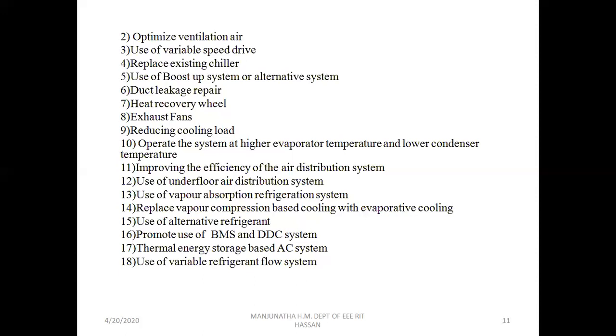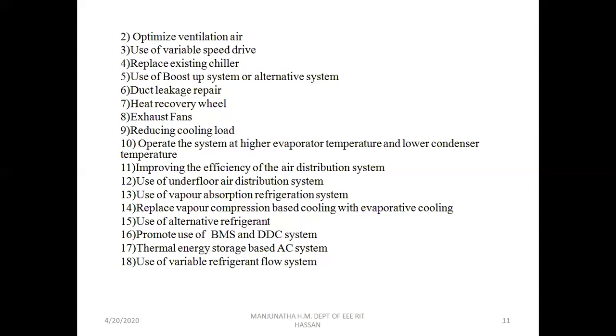And then replace existing chillers. The chillers provide the cooling effect; the chiller will convert the heating effect to a cooling effect. By replacing these existing chillers with modern chillers, we can also conserve energy.